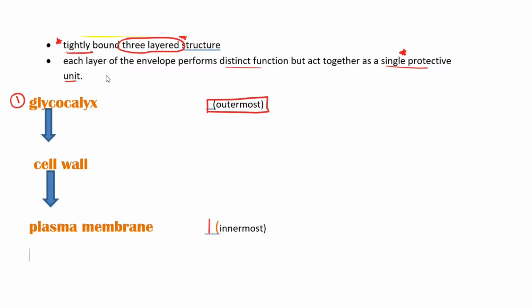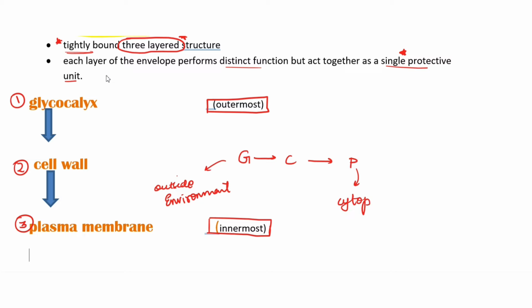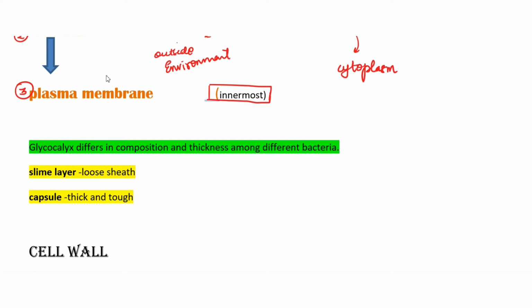First layer is glycocalyx, which is the outermost layer. Next comes the cell wall, and the innermost layer is the plasma membrane. So GCP: glycocalyx, cell wall and plasma membrane. Glycocalyx is in contact with the outside environment, whereas the plasma membrane leads to the cytoplasm. Glycocalyx is something new here and we need to pay attention. It is a protective layer present on the outside, and it differs in composition and thickness among different bacteria.